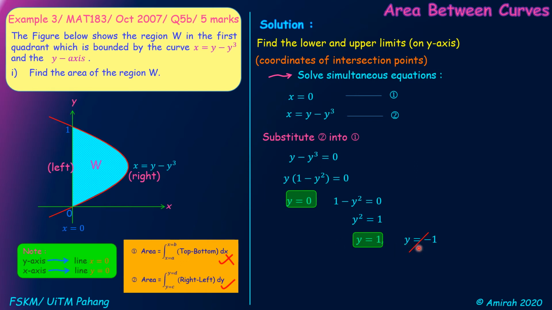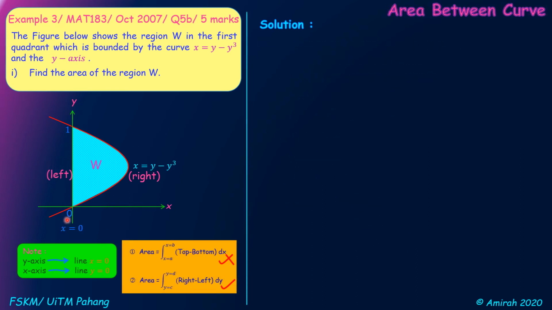For y equals negative 1, since there is no graph at y equals negative 1 in this area, we just ignore this value. So our lower limit equals 0 and our upper limit is y equals 1. From the previous slide, we found the lower limit and upper limit on the y-axis because we use integration with respect to y here. So we need to use right minus left. To avoid error, we can write x equals 0 here, so we can see clearly that this is the right function and this is the left function. Then find the area of the region W.